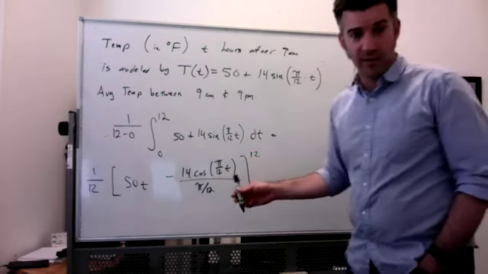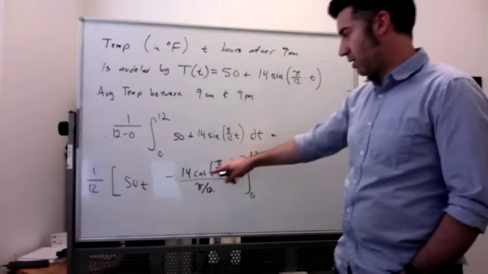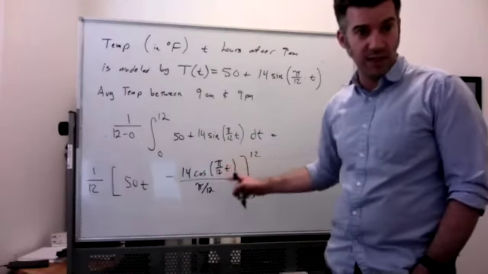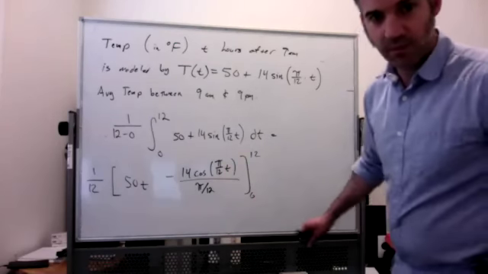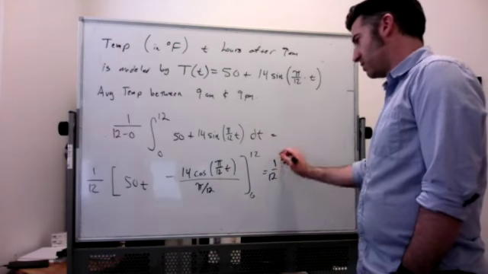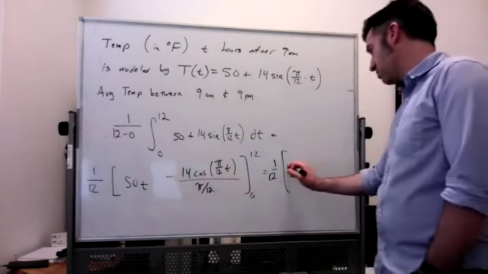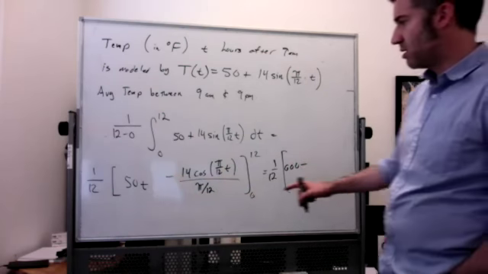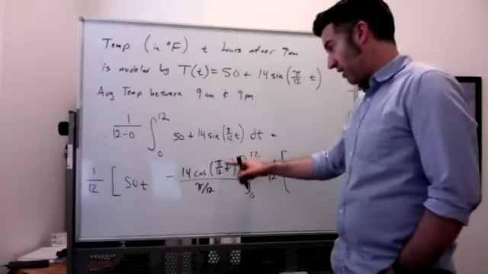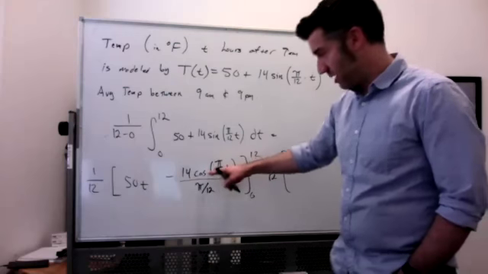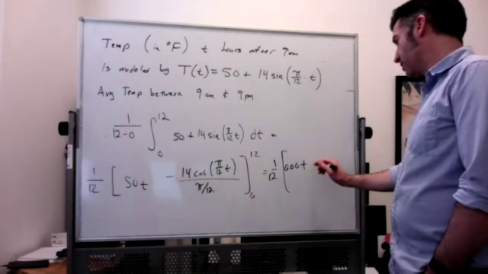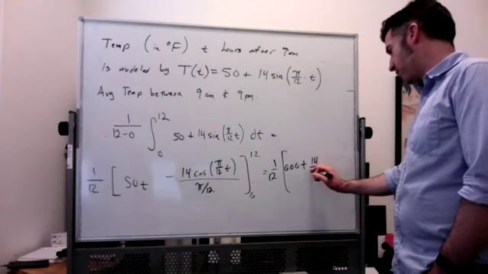Right, I just want to remind everybody, when we integrated sine of pi over 12t, we got negative cosine of pi over 12t, and then we had to divide by the coefficient of t here, the pi over 12. Okay, so then we plug in our limits of integration. We get 1/12 times, let's see, 50 times 12 is 600, minus 14 times cosine of pi over 12 times 12. So pi over 12 times 12 is pi. Cosine of pi is negative 1. Negative 14 times negative 1 is plus 14 over pi over 12.